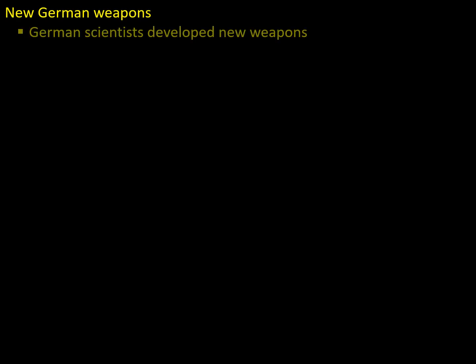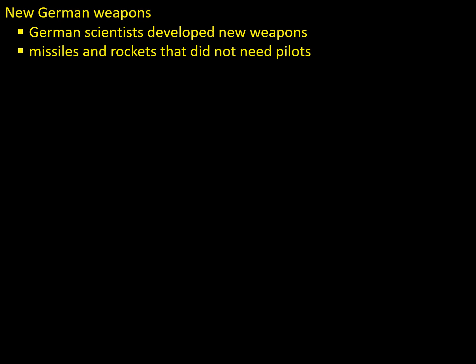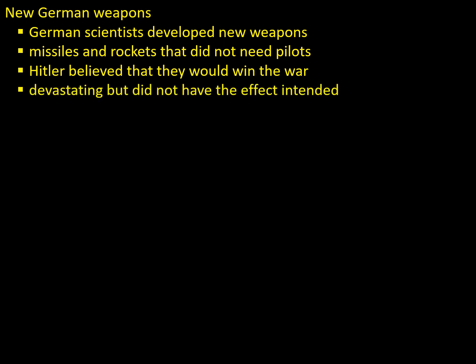During the war, German scientists developed new top-secret weapons. These were missiles and rockets that did not need pilots. Hitler believed they would win the war. They were devastating, but they did not have the effect intended. They were called Vergeltungswaffen, or vengeance weapons.